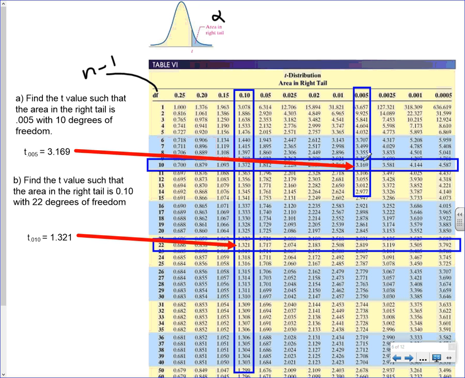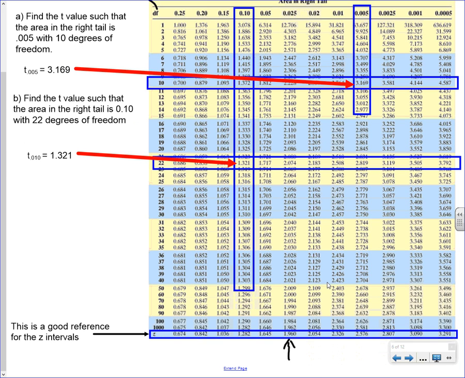This would be like my T alpha half, okay? And this again here, there's another one. Now you notice on this chart, if you go down to the bottom, there's a row that says Z, okay? So we've got our sample sizes here, our degrees of freedom. It goes up to 100, then jumps to 1,000, and then it goes to Z. So what this is telling us is, after 1,000, the numbers start to look almost identical to what we would have in the normal distribution, okay?